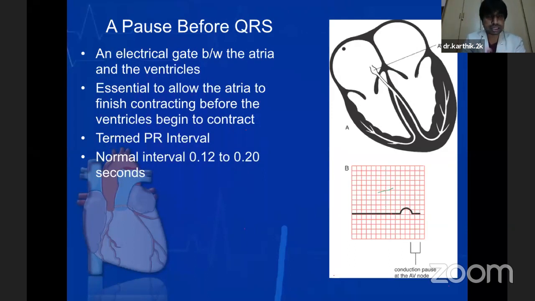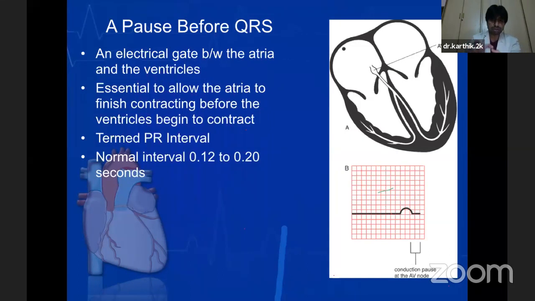Once we have analyzed the P wave in its characters, we move towards the next entity of the ECG, that is the PR interval. The PR interval is the duration where there is a brief pause of electrical impulses, or brief slowdown, which is a more appropriate term to use. It's a brief slowdown of these impulses at the AV node so that the atria have fully emptied into the ventricles and are now ready to receive the blood from the body and the valves to close.